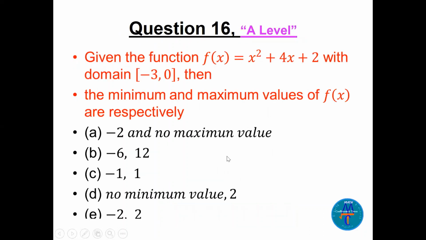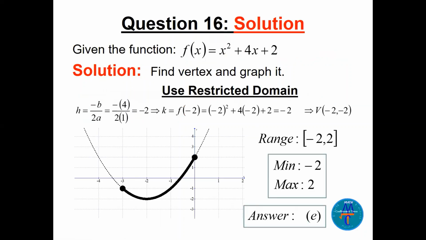Given a function f of x is equal to x squared plus 4x plus 2 with domain minus 3 to 0, then we need the minimum and the maximum value of f of x. So this is a multiple choice, A, B, C, D, E. So this is a parabola, a quadratic function. All right, so we can find h, minus b over 2a, which is minus 2. And then find the k, which is also minus 2.